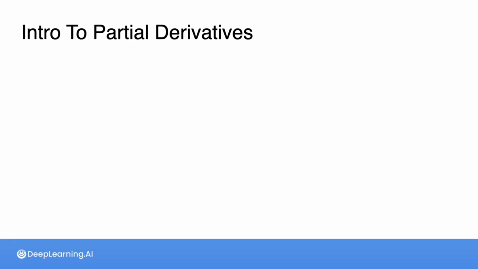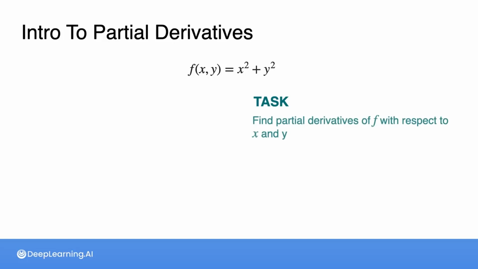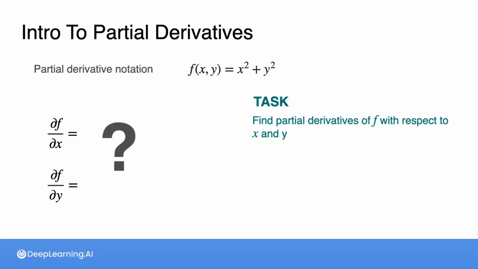Now, if those calculations weren't super clear, let me do them in detail here. So let's say you have the function f of x comma y equals x squared plus y squared, and the task is to find the partial derivatives of f with respect to x and y. So let's do ∂f over ∂x first. We're going to try to find these two. And as I said before, that's the partial derivative notation over here.